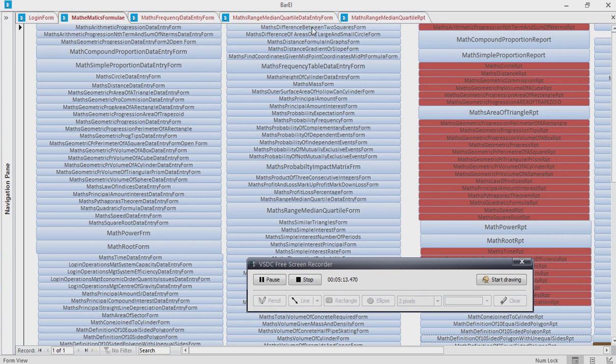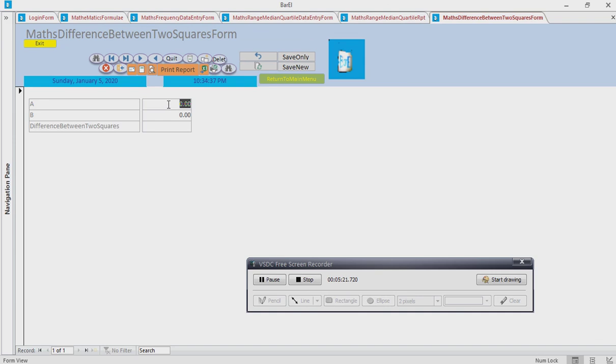The difference between two squares. Let us say first one is 5, then the other one is 4, then the answer is 9. If the first square is 5 and the second one is 4, then the answer is 9.